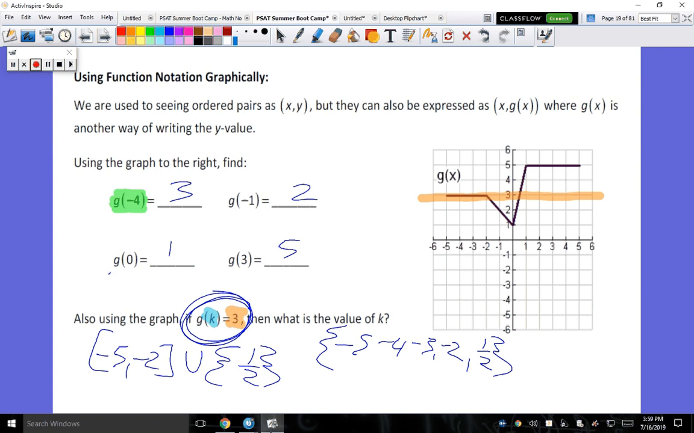Questions? Good? Remember, we're going for mastery, guys. We're not going for trying to get a 90 on a test. We're trying to get a 99.5 on a test, okay? Yes? Why do you do union with? Just because it's inclusive. It's saying that all of those are possible answers for K.